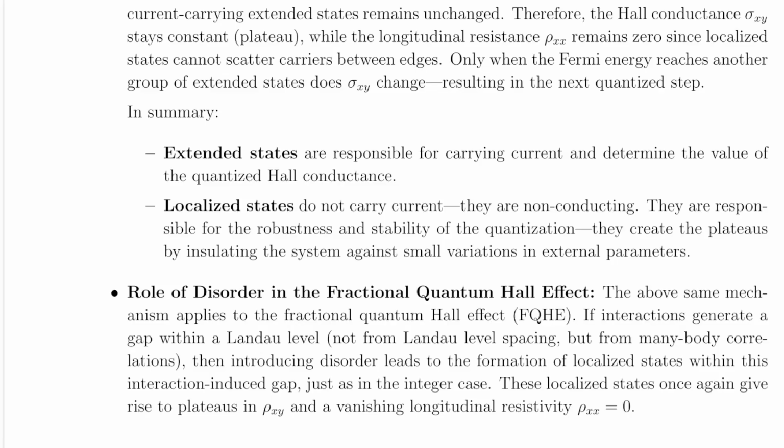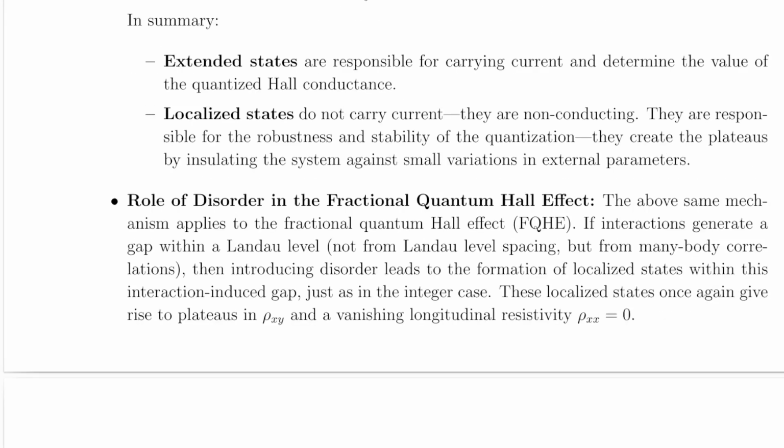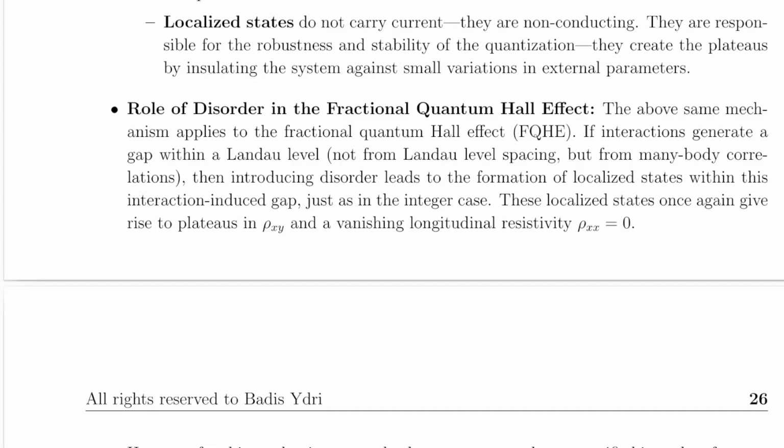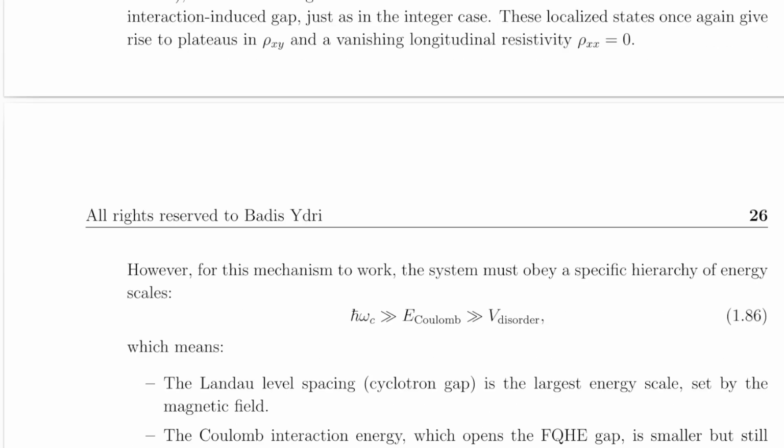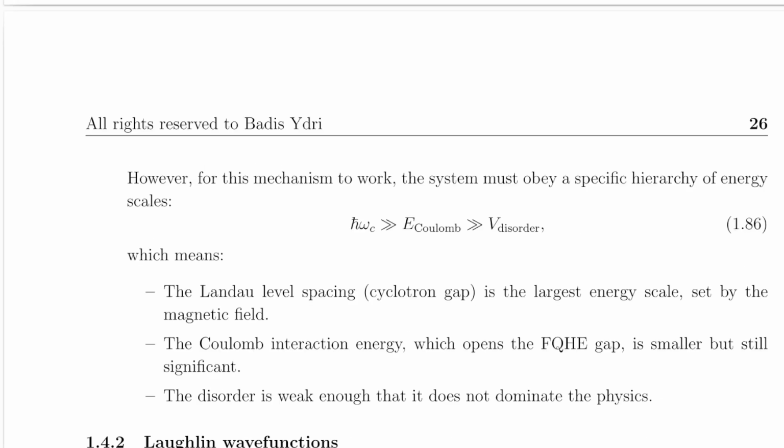In the FQHE, the interaction-induced gap is carved up by disorder into regions of localized and extended states, anchoring the quantized values. But for this to work, the hierarchy of energy scales must be just right. The Landau level spacing must be largest, the interaction energy next, and disorder must be weakest, strong enough to localize, but not destroy the fragile correlated state.